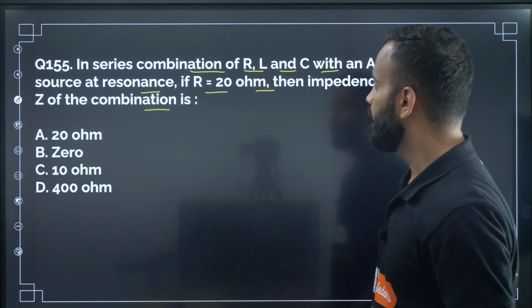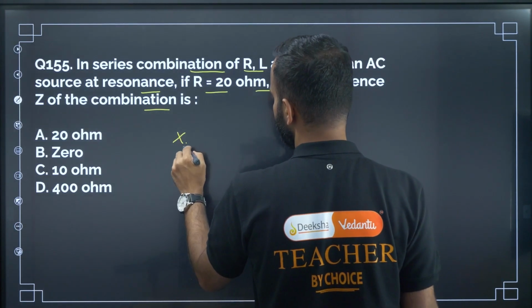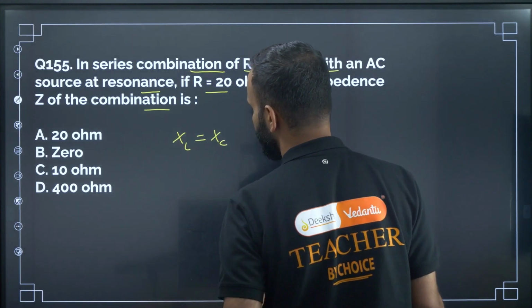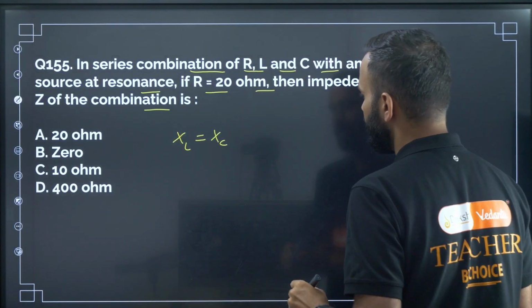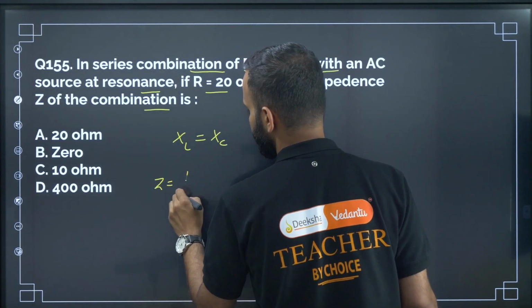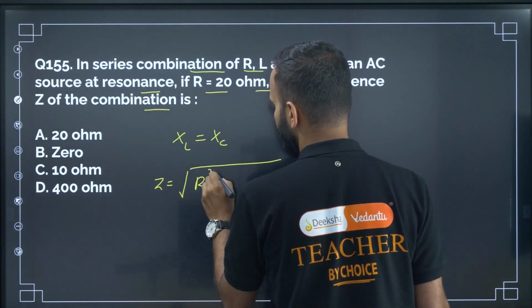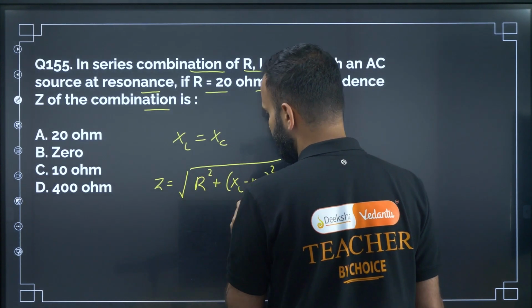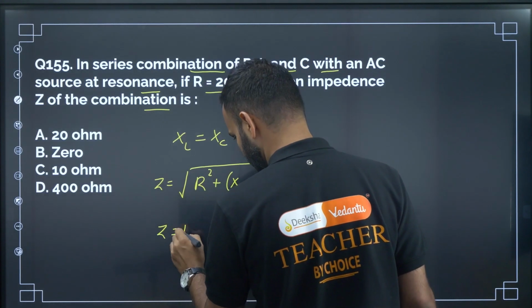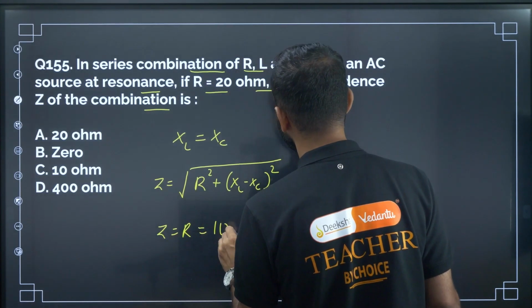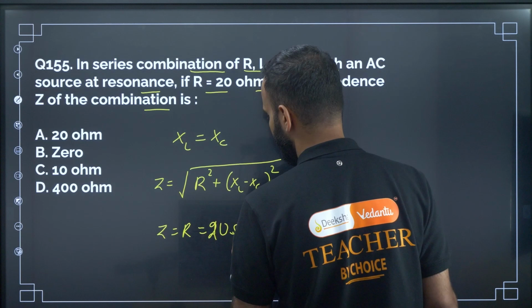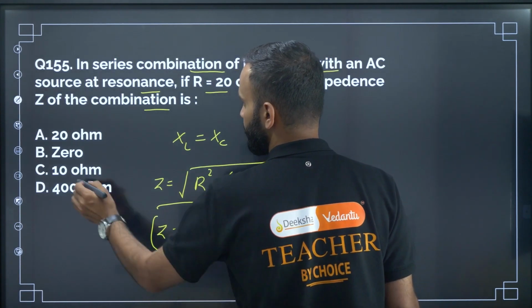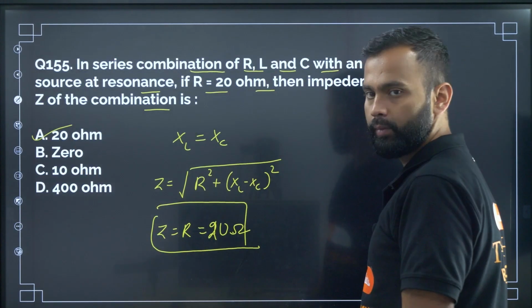The direct question, right? In a resonance circuit, inductive reactance is equal to capacitive reactance, right? Now impedance of the circuit Z equal to root of R square plus XL minus XC whole square. XL minus XC is 0, so Z equal to R, which is equal to 20 ohm, okay. So the correct option is A, okay.